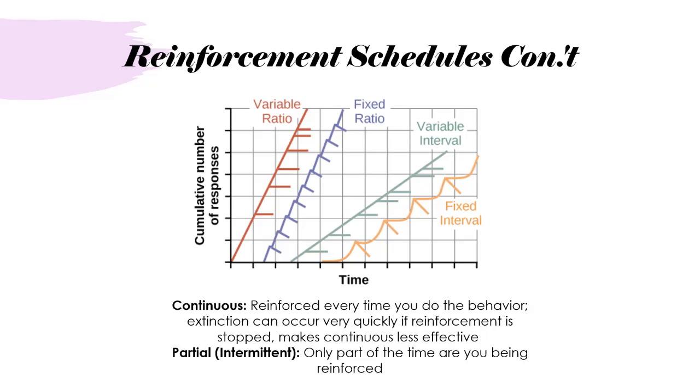The green illustrates variable interval, where there is an unpredictable or unknown amount of time that has to pass before being reinforced. Lastly, in yellow is fixed interval, the set amount of time that has to pass before being reinforced, such as monthly paychecks. We also have two other terms that were not previously mentioned and not in the diagram. They are continuous and partial, both of which are somewhat self-explanatory. Continuous is reinforced every time the behavior is done, while partial is only part of the time.